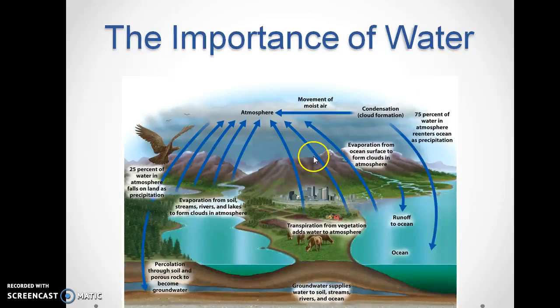Real quick, the water cycle. If you've forgotten the water cycle from grade school, we talk about evaporation, right? So evaporation of surface waters into the atmosphere. Condensation is where the water droplets cool and form clouds, and precipitation is where the moisture falls out of the clouds and goes back into the water. So just remember your basic water cycle: evaporation, condensation, precipitation.